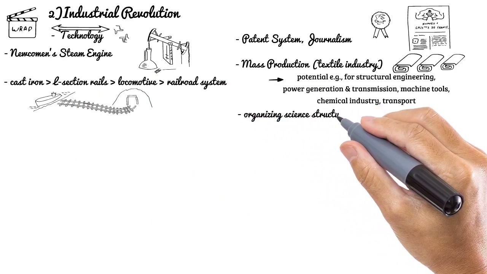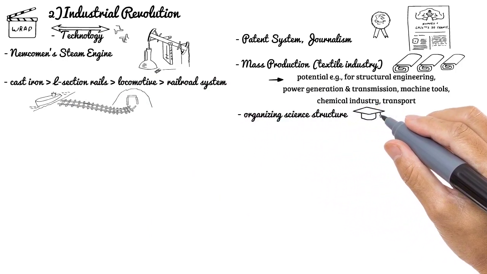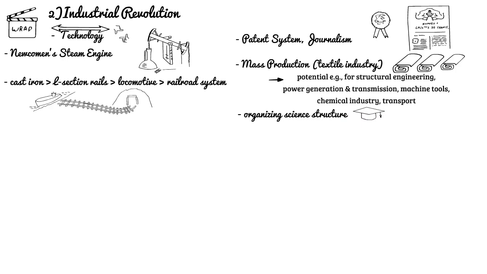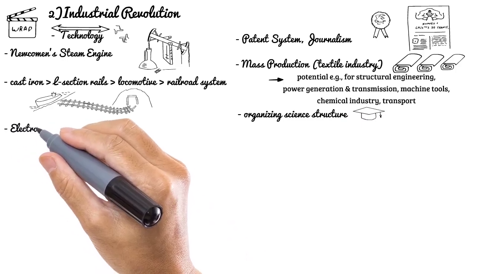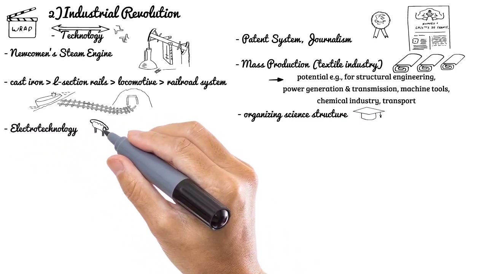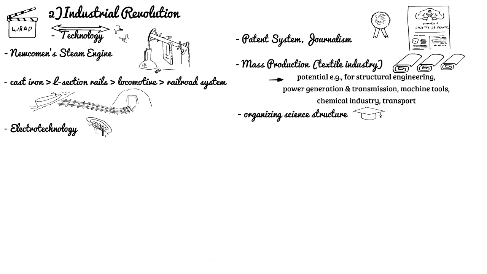Organizing science into the structure we know today happened in the first 3 decades of the 19th century. And then the early steps of electrotechnology by Michael Faraday, starting in 1831.